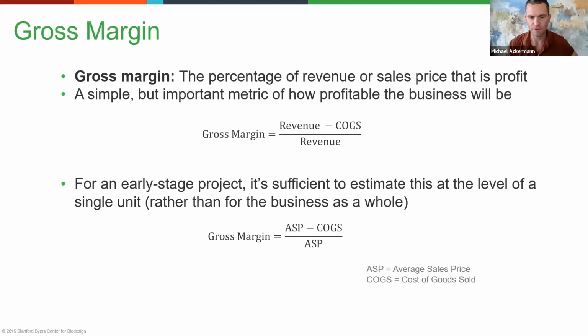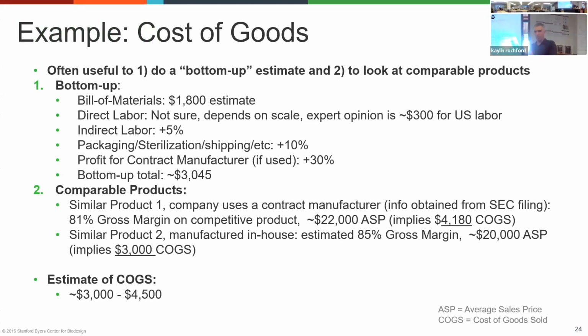So we're almost done with the math here. Another really simple one, but your gross margin is basically what percentage of the sales price is profit. So it's the revenue minus the cost over the revenue. And for the stage of where you guys are, it's appropriate just to think about that in the context of a single unit. So what's the selling price of the unit minus what it costs, over the selling price of the unit.